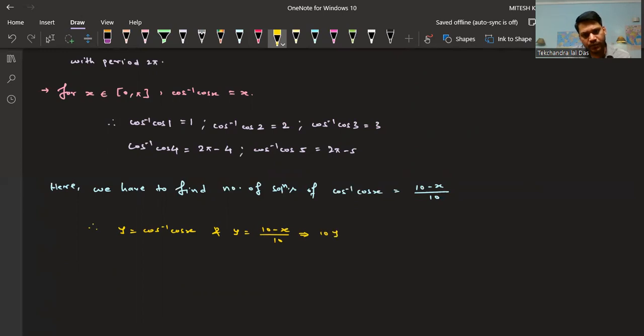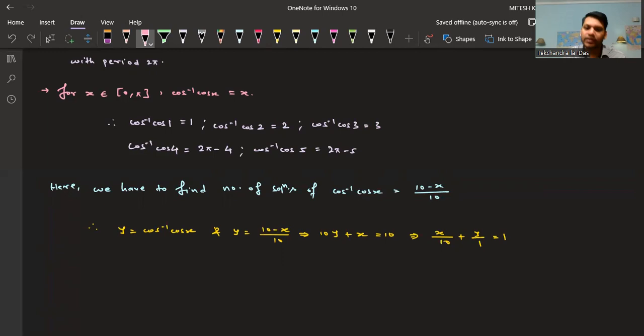10y plus x equal to 10. Just cross multiplied, and I have taken this x this side. Just divide by 10, so we'll get x by 10 plus y by 1 equal to 1. And this is a very simple form. We have studied in straight line that this form is x by a plus y by b equal to 1, and that is double intercept form. Drawing any straight line using this form is very easy.